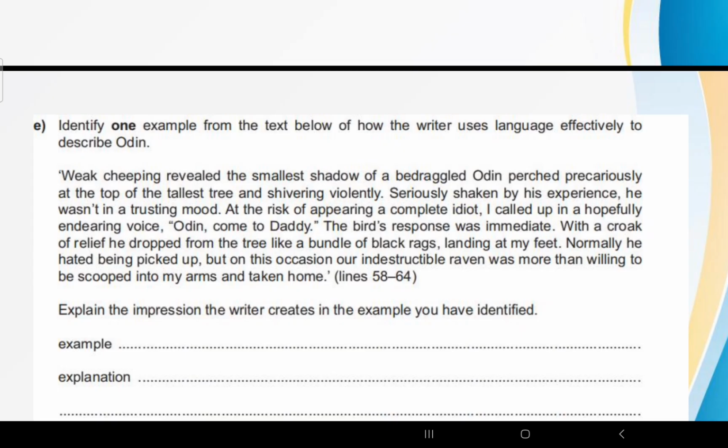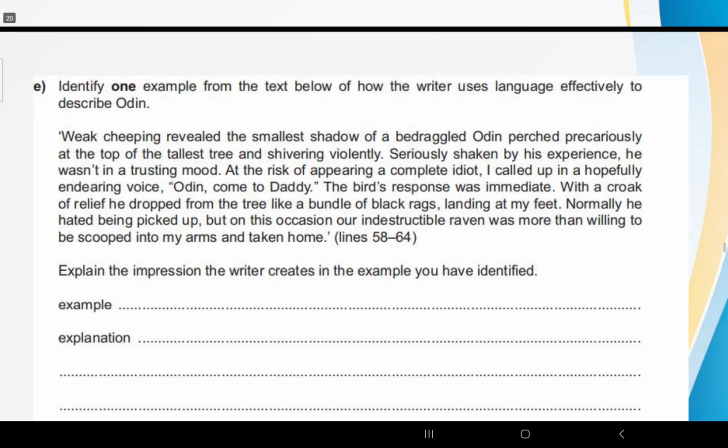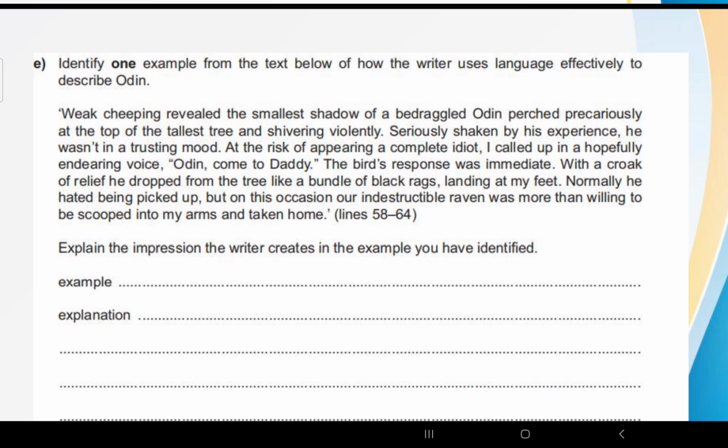Okay, and here is the last question, and this is one such question that I had been explaining the whole year, and still students get it wrong. And in my opinion, this is the easiest question. Now look at this. They have given you this whole text. I'm not going to read all of it. We are going to read the question. The question is identify one example.